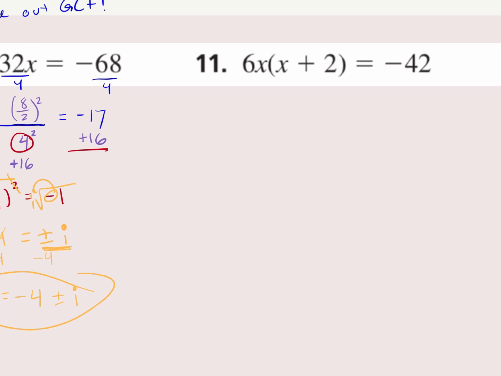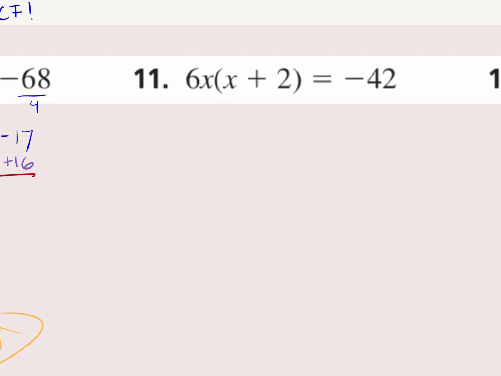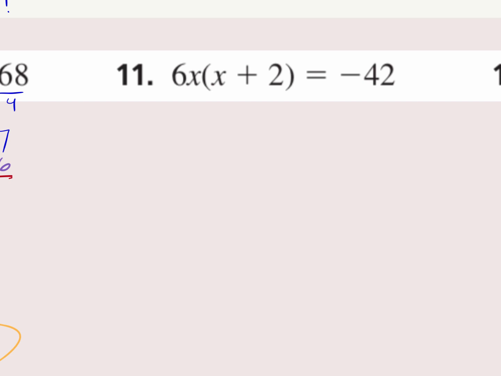All right, so let's look at 11. So for 11, it looks a little bit different than what we're used to. We're used to having our x squared already there, but we're going to make it look like that, and then we're going to complete the square. But first I have this number out front. I don't like it when I have a number being multiplied to my x squared, so I'm going to divide both sides by 6.